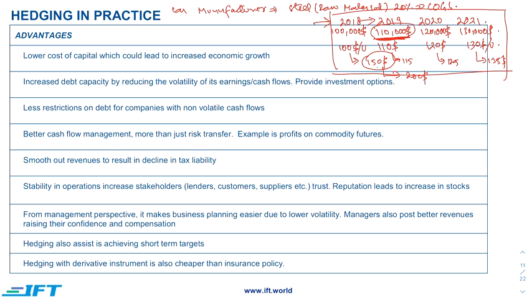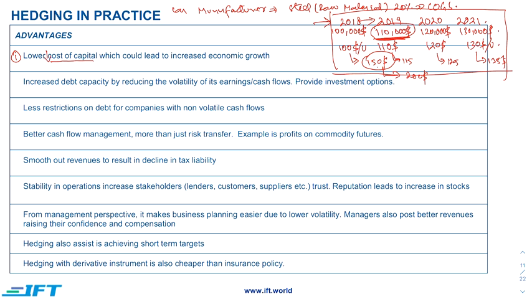And hence you can have more customers, you don't lose your market, and your cash flows and your bottom line, your profitability would also remain intact. Now this is one of the significant advantages of hedging, which is further divided into these pointers. So the first advantage is that your cost of capital becomes lower.